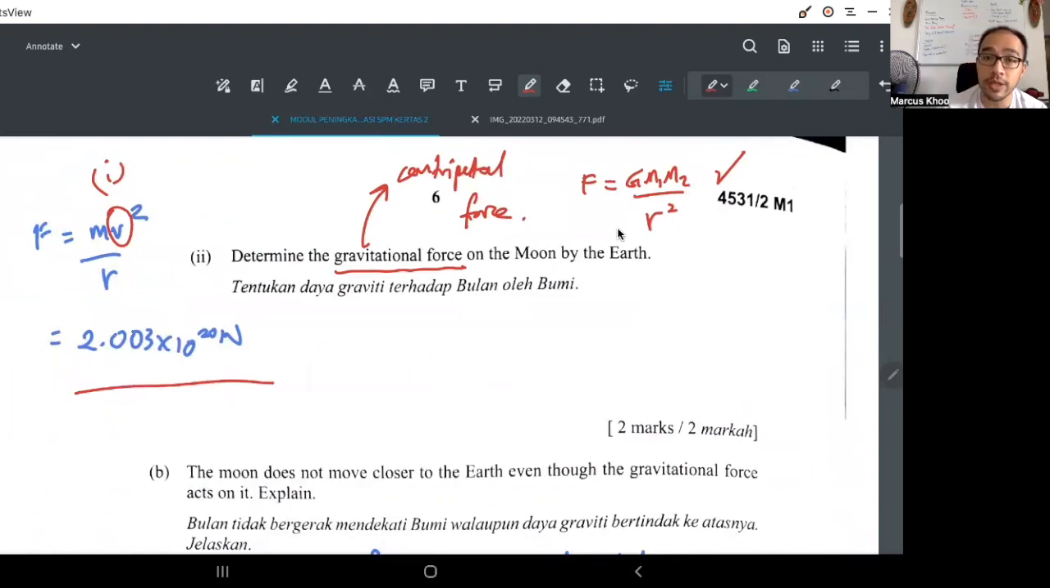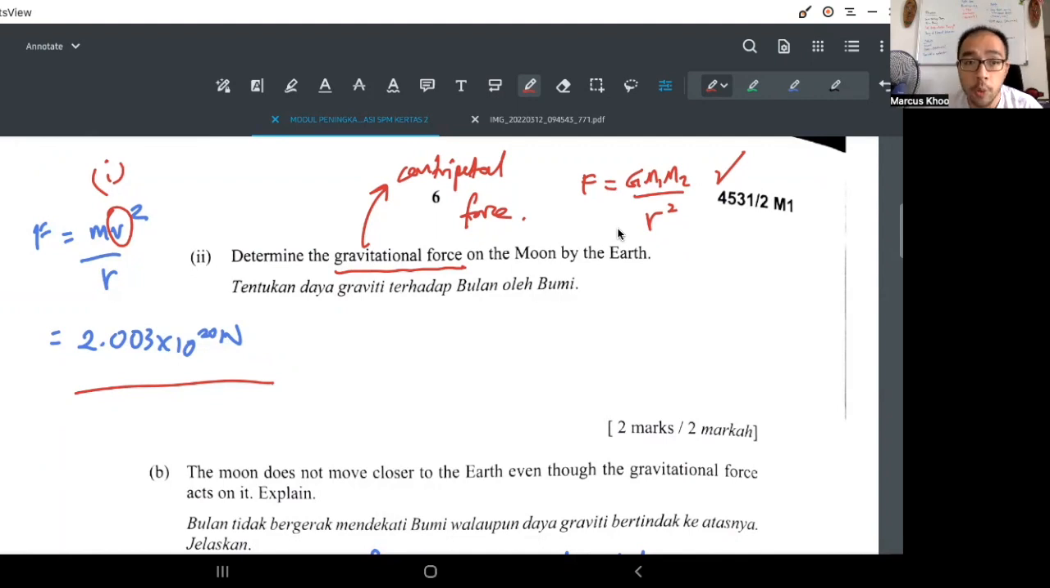But the problem with this question is they didn't give you the mass of the earth, they only give you the mass of the moon. So you have to remember that, okay, I have to use centripetal force because only one mass is given. If two masses are given, you can use Newton's universal law of gravitation formula. But if you're only given one mass, especially the mass that is revolving, not the mass at the center, then you have to use centripetal force.